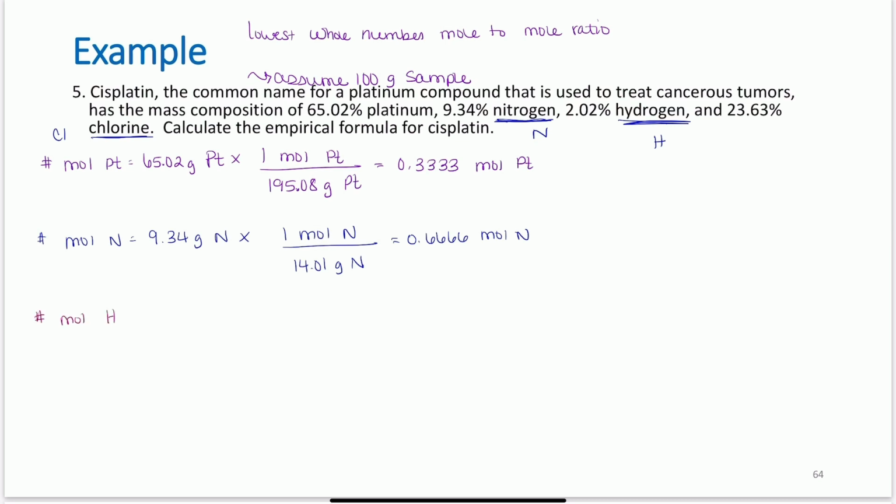Number of moles of hydrogen: 2.02% is 2.02 grams. 1 mole of hydrogen equals 1.008 grams of hydrogen. And this is going to give me 2.004 moles of hydrogen.